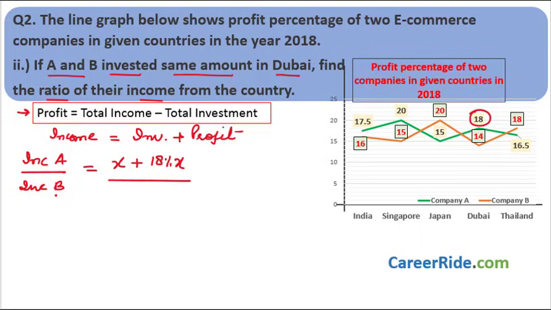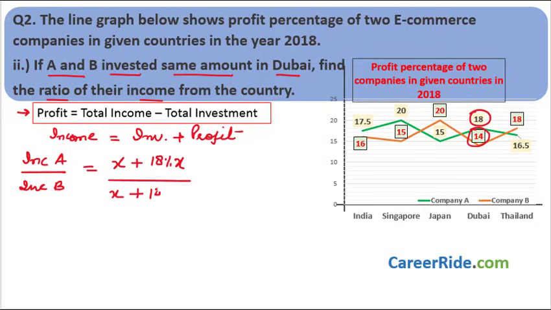Now coming to B, the income of B is what? The investment that they have made. And it is said in the question that the investments that the two companies make are equal. So this is also X. And profit is some percentage of the investment that you have made. Again coming back to the graph, for Dubai, company B makes a profit of 14%.